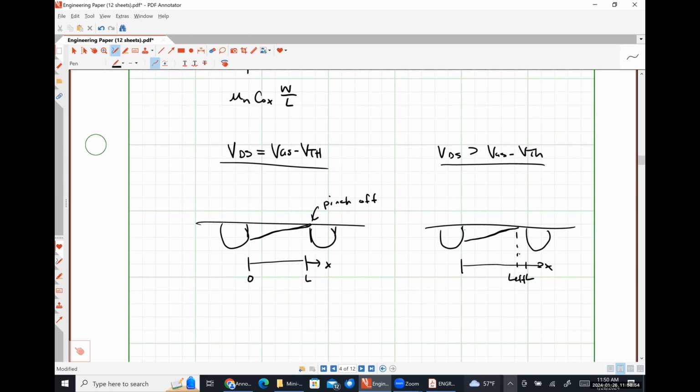So how much the effective length of the channel is changing due to our applied voltage, that is literally all channel length modulation is.